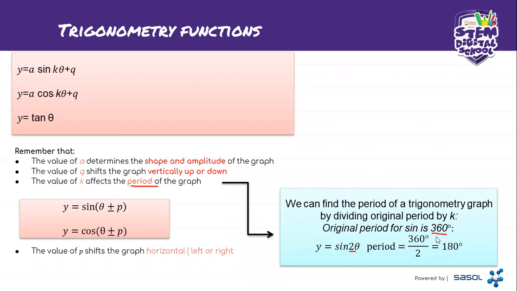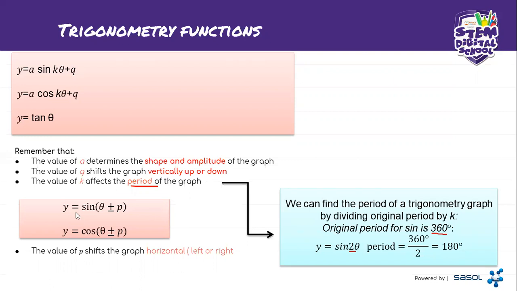The same applies with cos. Remember the original period for cos is also 360. Every time we have to determine the period of a cos, you take the coefficient of this angle here and divide the original period by it, so that you can get the period of that particular graph. But I think we'll understand it more by the time we're calculating or answering questions.